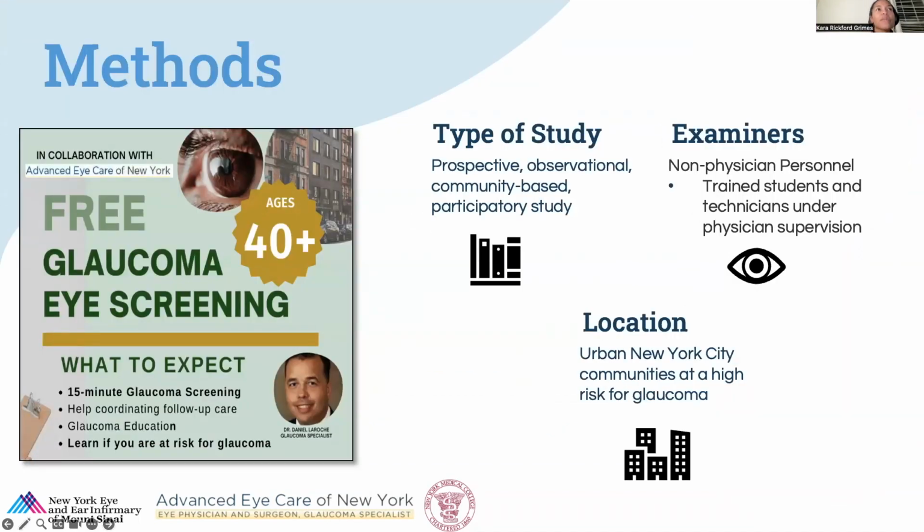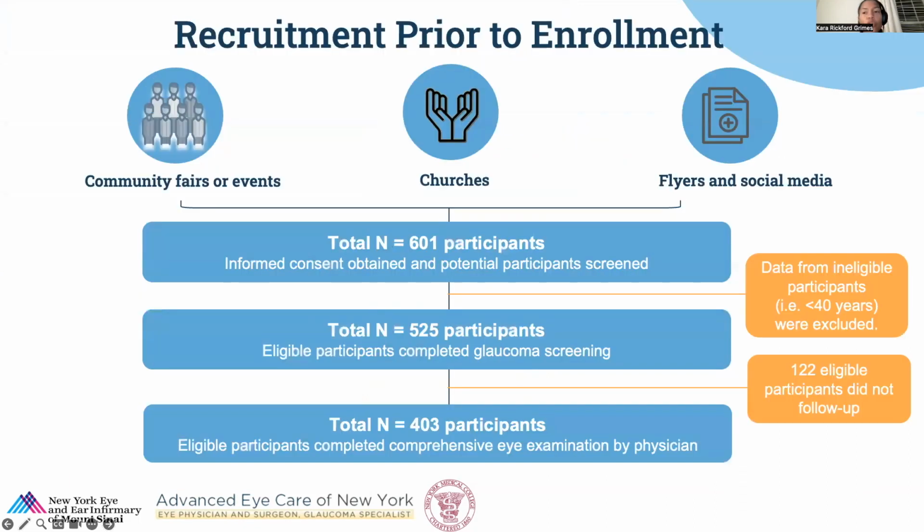Our study was a prospective, observational, community-based participatory study, and our examiners consisted of non-physician personnel made up by trained medical students and technicians under physician supervision. Our screenings were located throughout urban New York City communities at high risk for glaucoma. Participants were recruited through community fairs, churches, and flyers distributed in person and on social media.